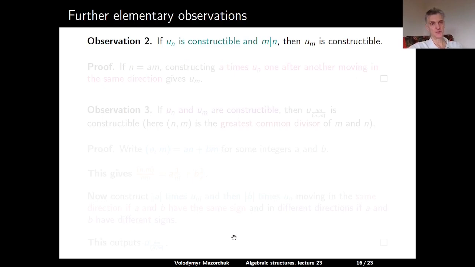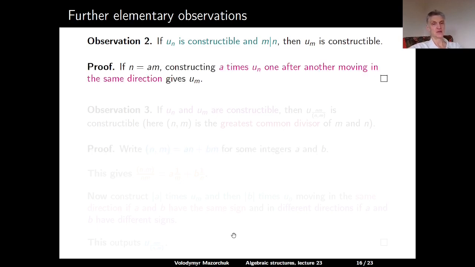Elementary observation 2. If some u_n is constructible and m divides n, then u_m is constructible. So if n is equal to a times m, then constructing u_n a times, one after another, and moving in the same direction gives us u_m. That's straightforward.